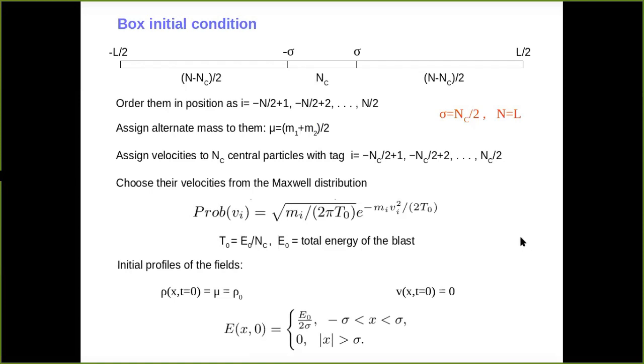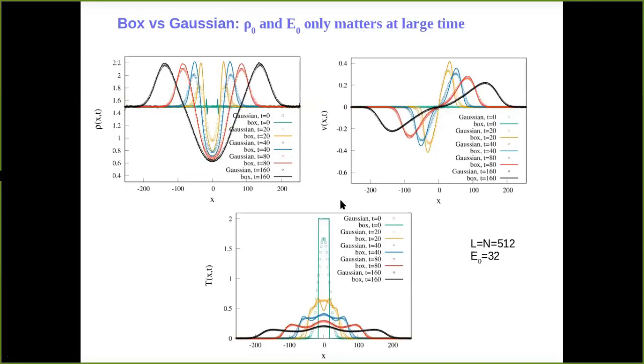Okay, yeah. So for the box initial condition, we break the system into 3 parts, and we distribute particles independently in the 3 parts, such that the initial condition looks like this. The density profile is flat, the velocity profile is also flat and 0, but the energy profile is like a box. And we compare the corresponding Gaussian profile and the box profile. So you can see that at later time, they agree. It will be clear from this temperature plot.